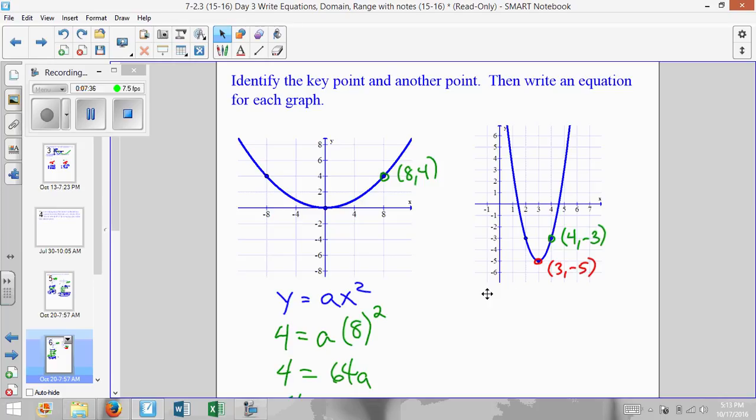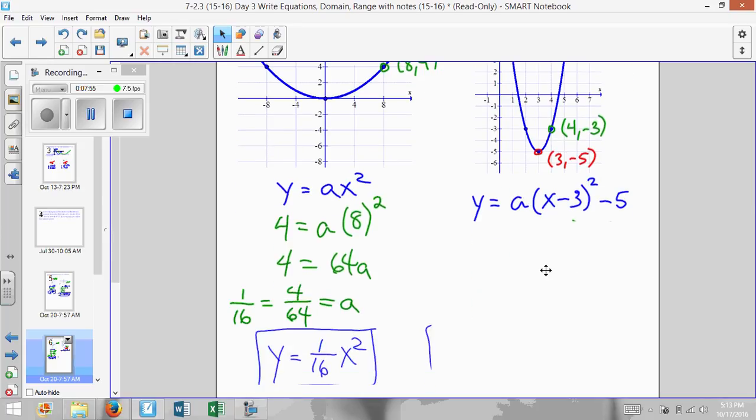So that means it's going to be an x squared with a minus 3 in the parentheses and a minus 5 on the end. So again, this compensates for the to the right 3, and this is for the down 5. And then you just pick another point. So this one is for negative 3. So 4 in for x, negative 3 in for y, and we will solve for a.